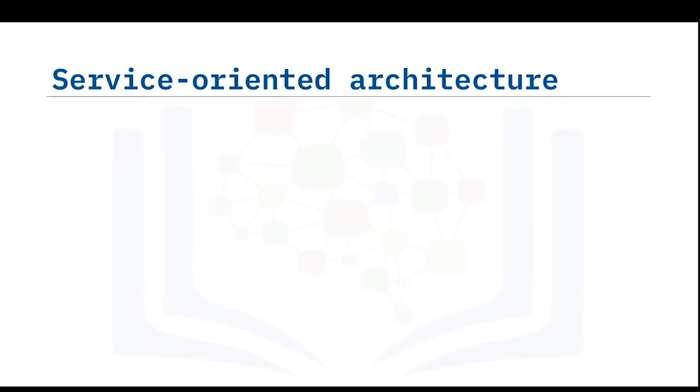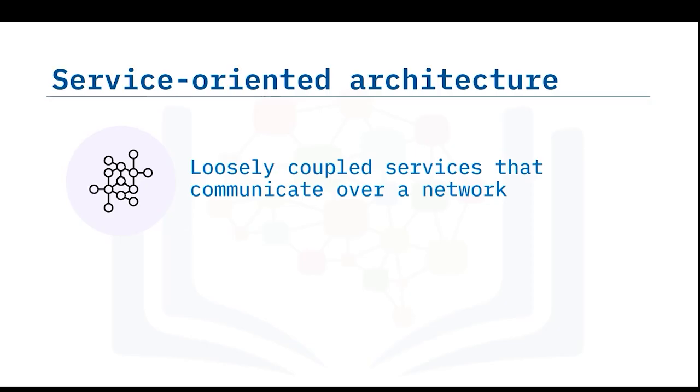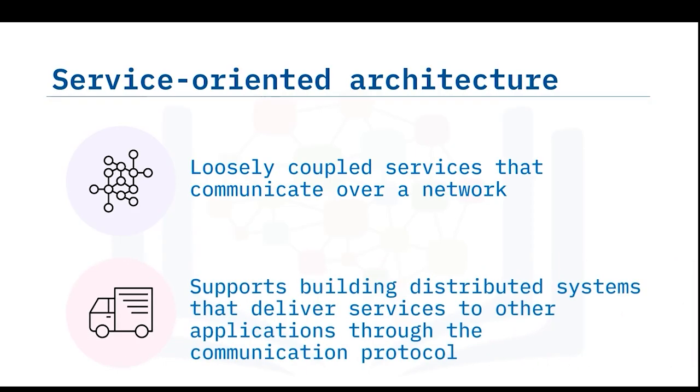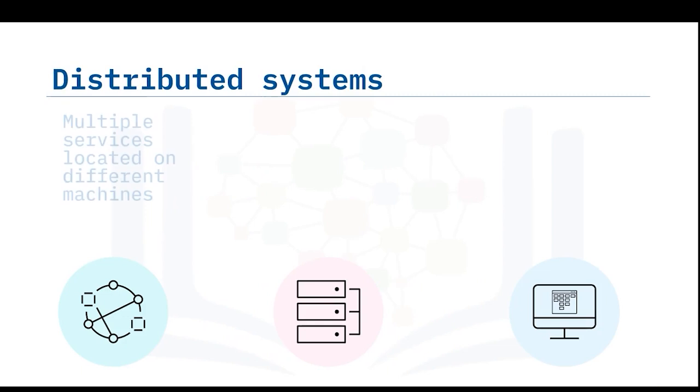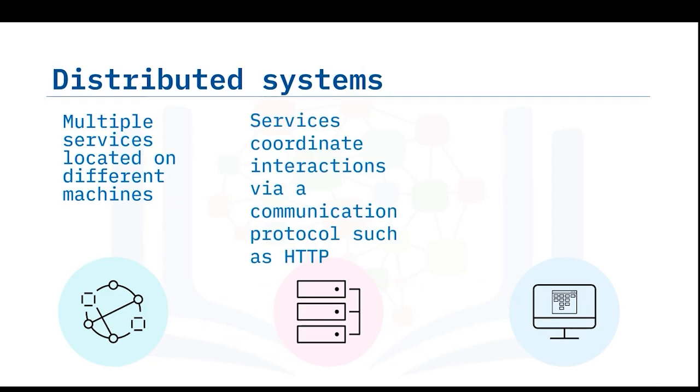In a service-oriented architecture, or SOA, services are loosely coupled and interface with each other via a communication protocol over a network. SOA supports building distributed systems that deliver services to other applications through the communication protocol. So let's discuss distributed systems next. A distributed system is a system with multiple services located on different machines that coordinate interactions by passing messages to each other via a communication protocol such as Hypertext Transfer Protocol, also known as HTTP.